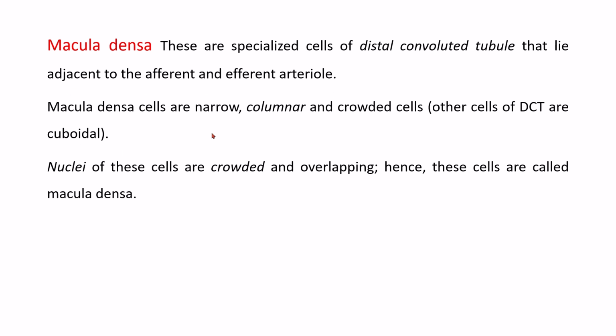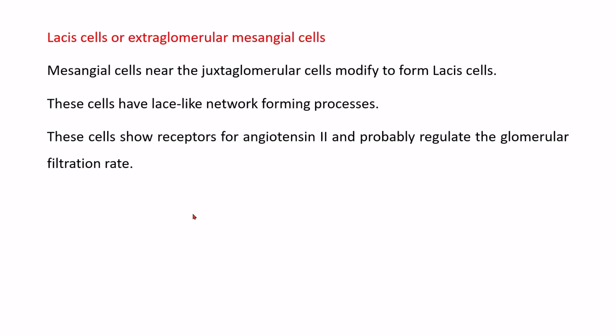So macula densa are specialized cells of the distal convoluted tubule that lie adjacent to the afferent and efferent arteriole. Macula densa cells are narrow, columnar and crowded cells. Other than these, the cells of the DCT are cuboidal. The nuclei of these cells are crowded and overlapping, hence these cells are called macula densa.